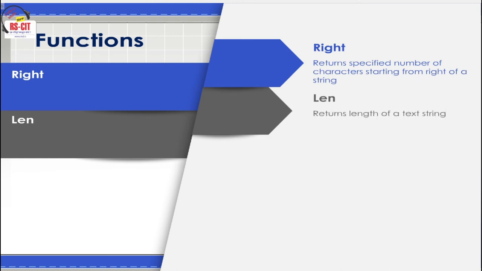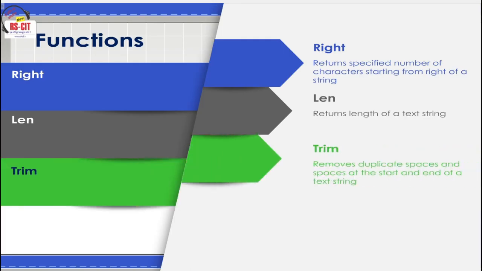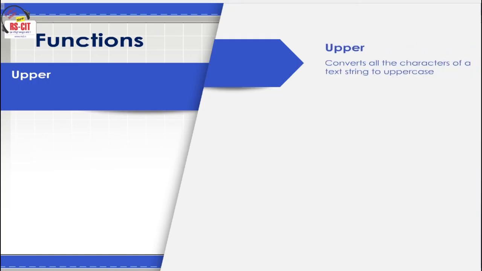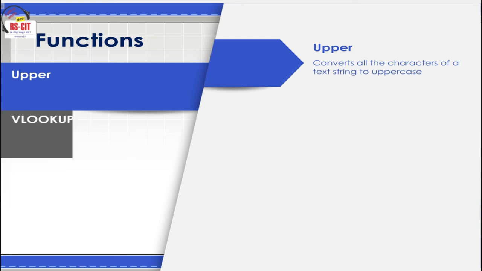Function: LEN. Result: returns the length of a text string. Function: TRIM. Result: removes duplicate spaces and spaces at the start and end of a text string. Function: LOWER. Result: converts all the characters of a text string to lowercase. Function: UPPER. Result: converts all the characters of a text string to uppercase.